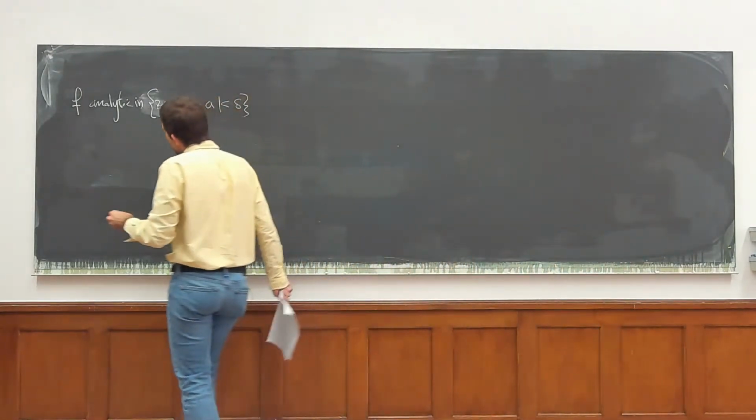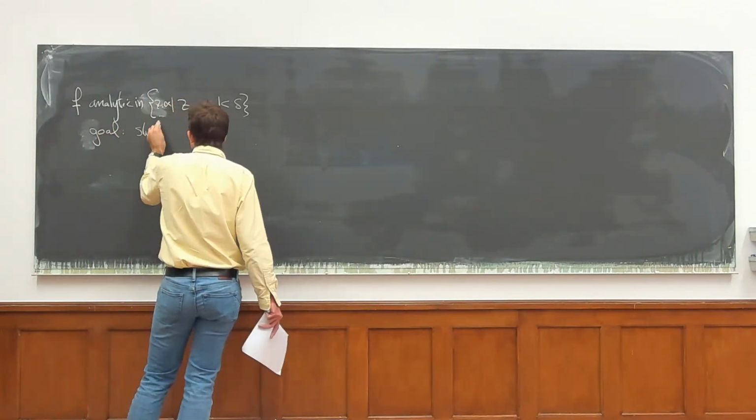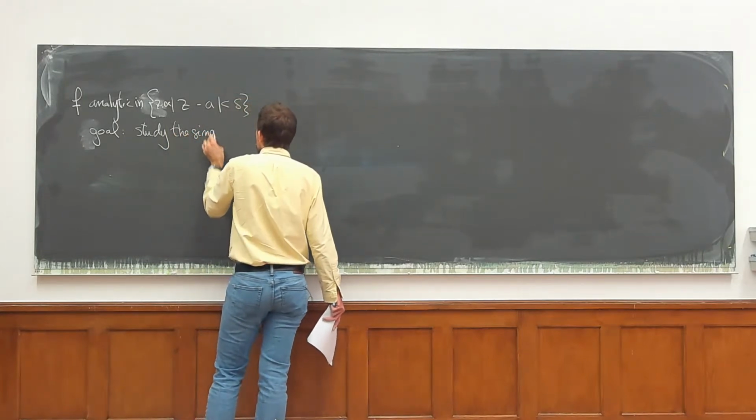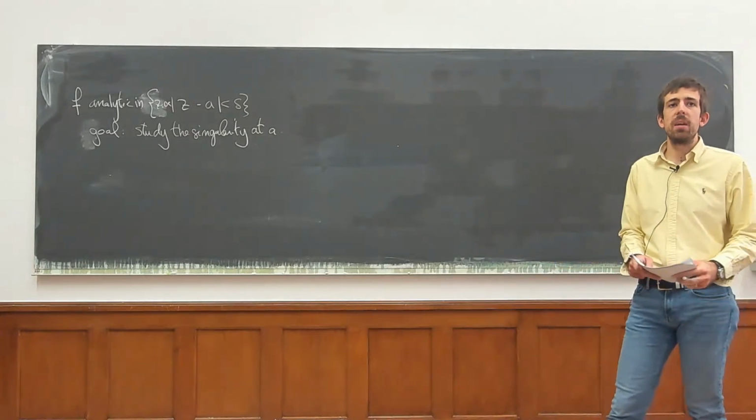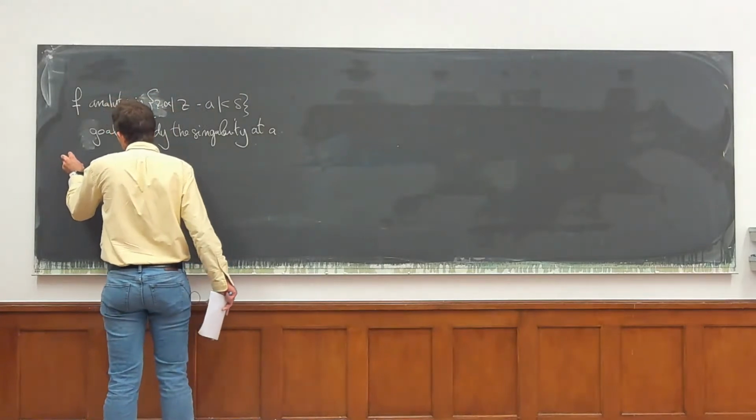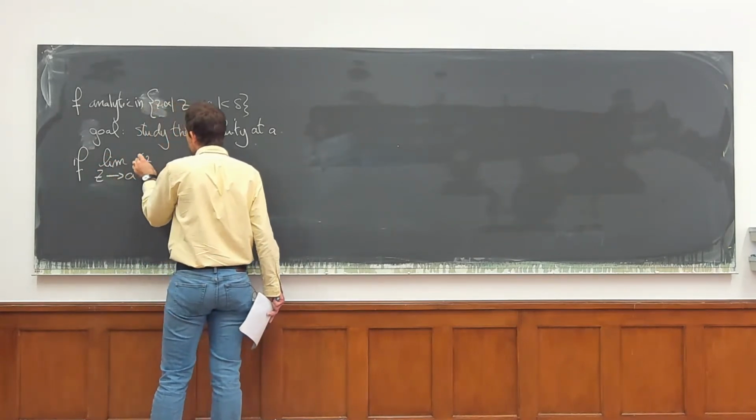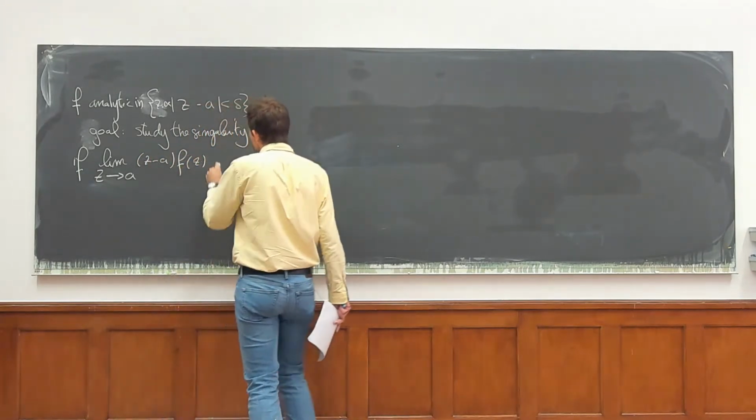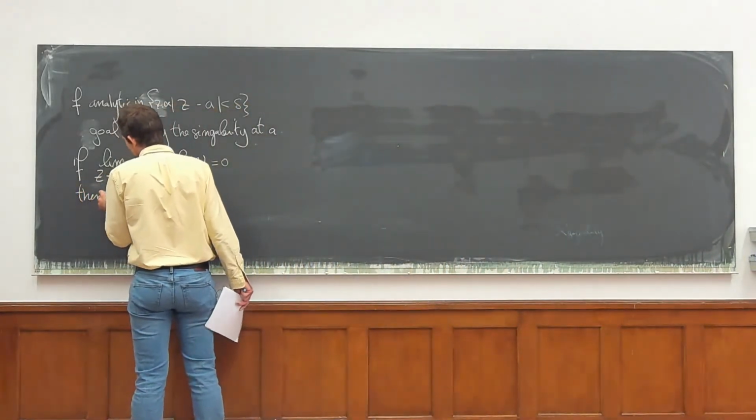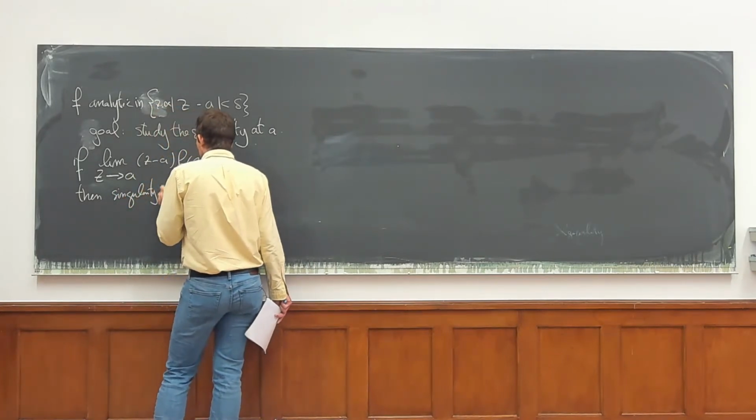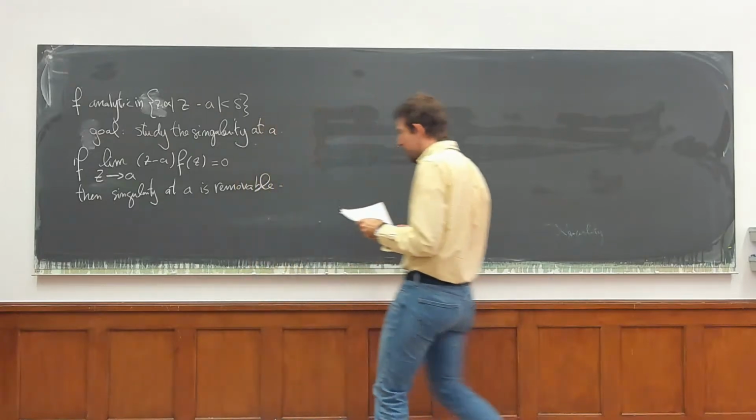Okay, and now we want to study, right? So maybe before I write this, the goal will be to study the singularity at A, right? We want to know what's happening at A. Okay. So first, if the limit as z goes to A of (z minus A) times f of z goes to 0, right? These were these exceptional points from Cauchy's theorem. Then there's no problem at all, right? Then the singularity at A is removable. Okay, so we know this gives us no problem whatsoever.